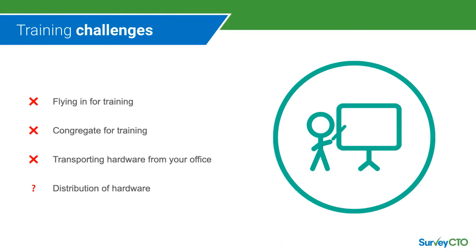Training will also be difficult and new at this time, as several things you might have done in the past won't be possible now. You can't fly team members to another country for training. You can't ask enumerators to congregate in one place for training. Because you can't travel easily, you can't bring hardware for interviews, such as mobile devices, easily. It can also be a challenge to distribute phones and tablets to enumerators, particularly during lockdowns. Although a responsible plan to distribute hardware might be made, depending on the country context.